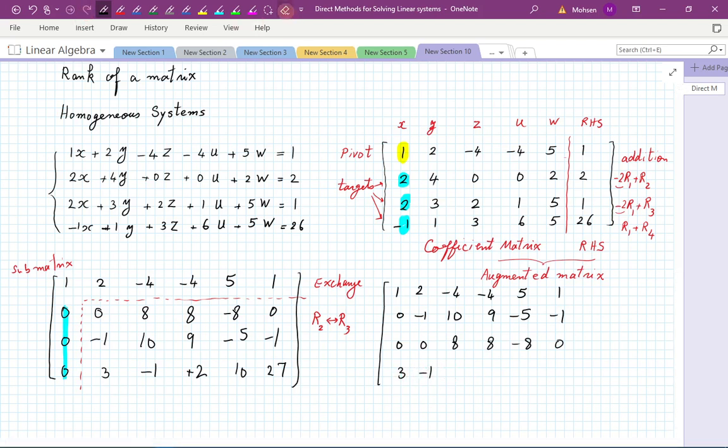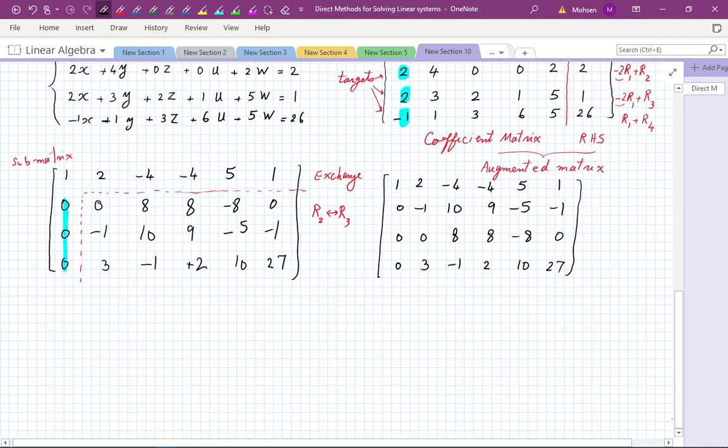Excuse me, I made a mistake. This is 0, 3, minus 1, 2, 10, 27. Okay, so we wrote all of this thing just because we swapped, but let's go on. So now we are gonna again, let me just emphasize for a while that this section of the matrix is going to be out of commission.